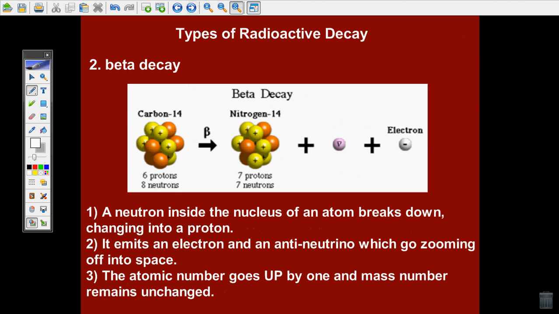Beta decay. This is the symbol for beta decay. A neutron inside the nucleus of an atom just breaks down and it changes into a proton. It then emits an electron and an antineutrino, which you don't really need to know until you get to physics. It just goes zooming off into space, and the atomic number goes up by 1, and the mass number remains unchanged. So our mass number remains unchanged, our atomic number goes up by 1, and it's an electron.